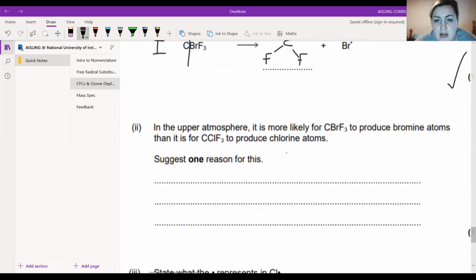So in the upper atmosphere, it is more likely for CBrF3 to produce bromine atoms than it is for CClF3 to produce chlorine atoms. Suggest one reason for this. Now, thinking back to the last video, I'll give you a hint.